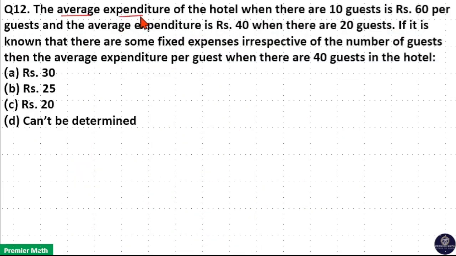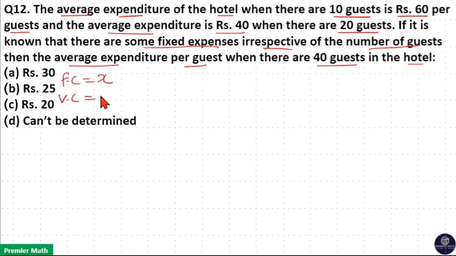The average expenditure of the hotel when there are 10 guests is rupees 60 per guest, and the average expenditure is rupees 40 when there are 20 guests. If it is known that there are some fixed expenses irrespective of the number of guests, then what is the average expenditure per guest when there are 40 guests in the hotel? Here let us consider fixed cost as X and variable cost as Y. Then fixed cost plus variable cost is total cost.